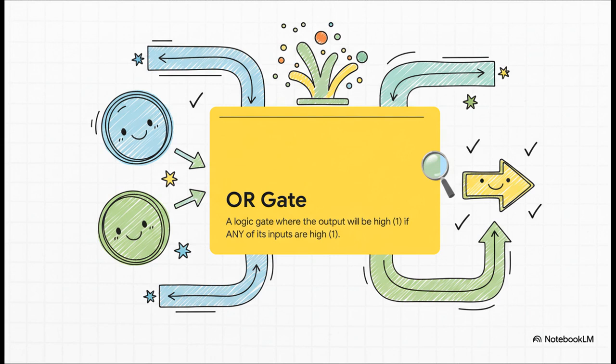Then you have the OR gate, which is way more chill. This one will give you a true or a 1 on the other side if input A is true or if input B is true. It doesn't even care if both are true. As long as it gets at least one yes, you're good to go.